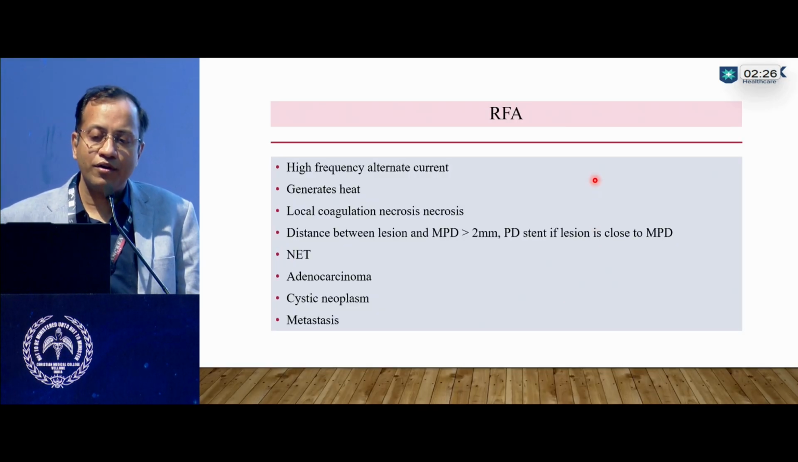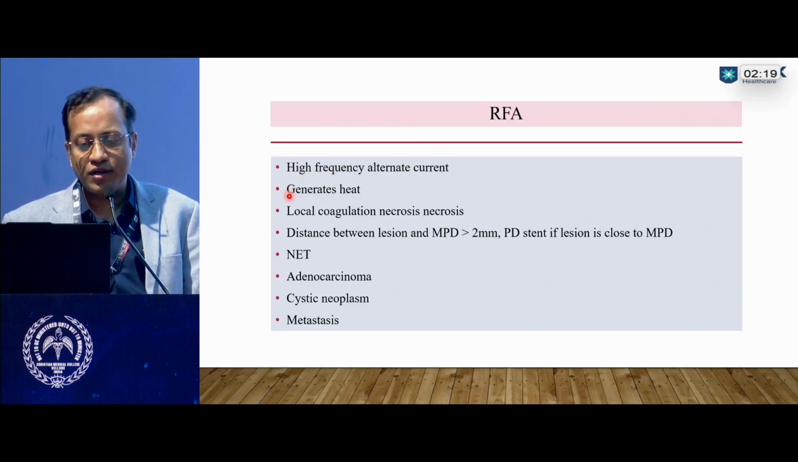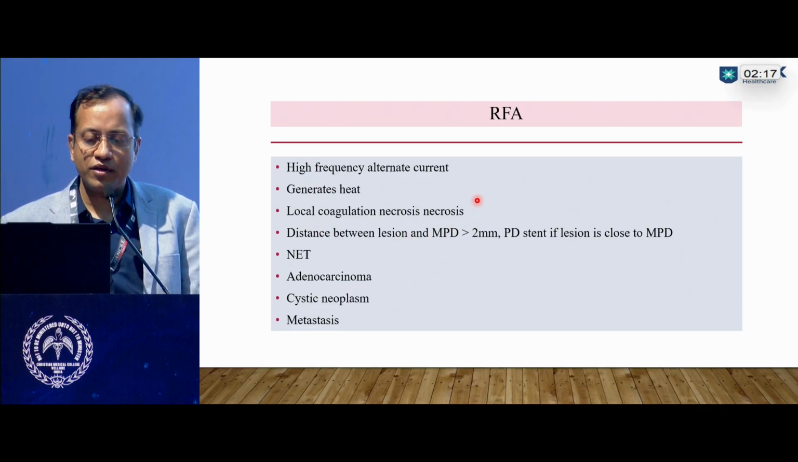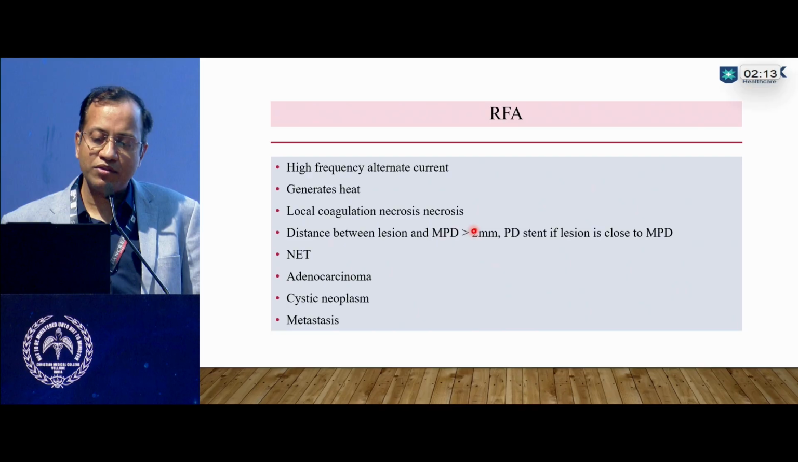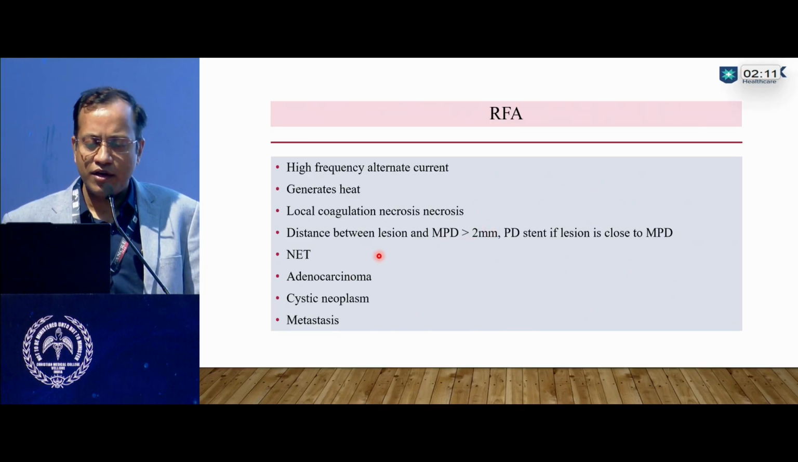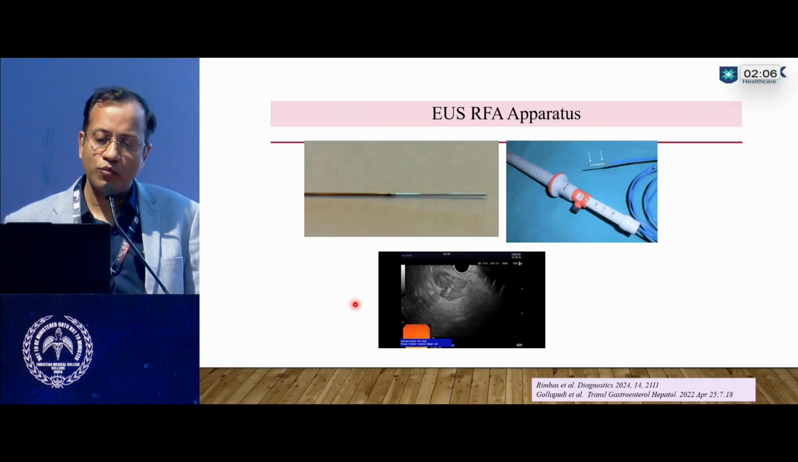Another procedure is radiofrequency ablation. In this radiofrequency ablation, high frequency current is used, which generates local heat, and there is localized coagulation necrosis. And the lesion should be around 2 mm away from the MPD, otherwise there is risk of pancreatitis. And the indications are neuroendocrine tumor, adenocarcinoma, and cystic neoplasm.